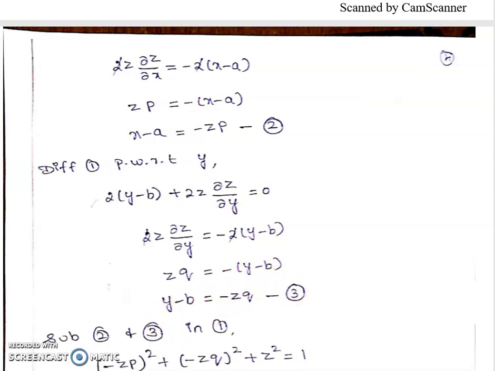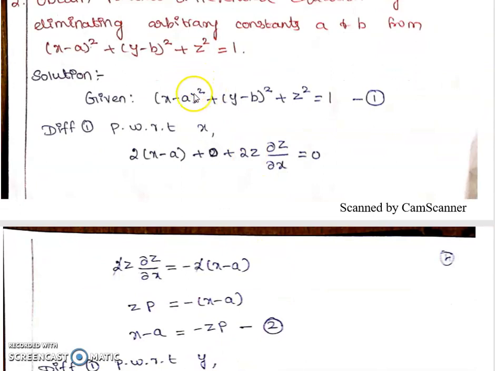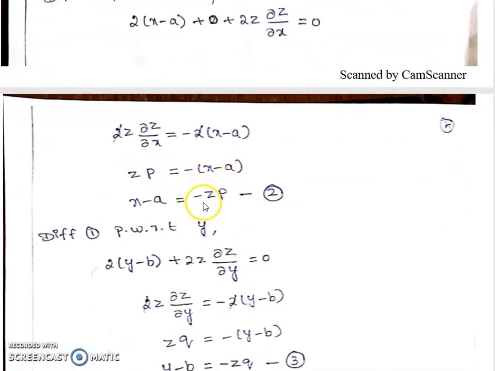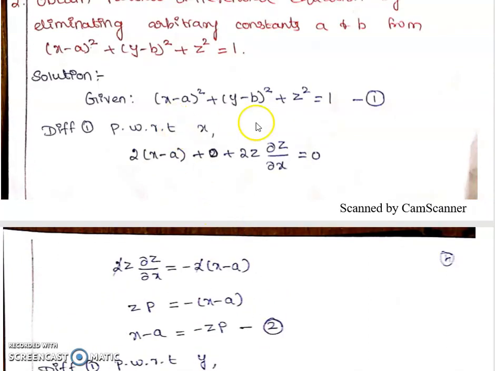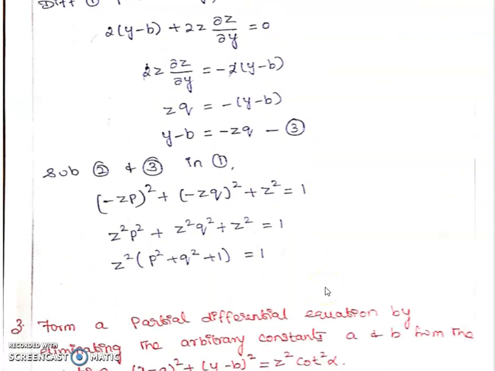After finding x minus a and y minus b, note that in the previous problem we directly found the a value and b value, then substituted in the given equation to eliminate a and b. From this problem we cannot find the a value and b value directly. So we substitute equations 2 and 3 in the given equation. What is the given equation? (x minus a) the whole square. Instead of x minus a, we substitute minus zp. So (minus zp) the whole square plus (minus zq) the whole square plus z square equal to 1.